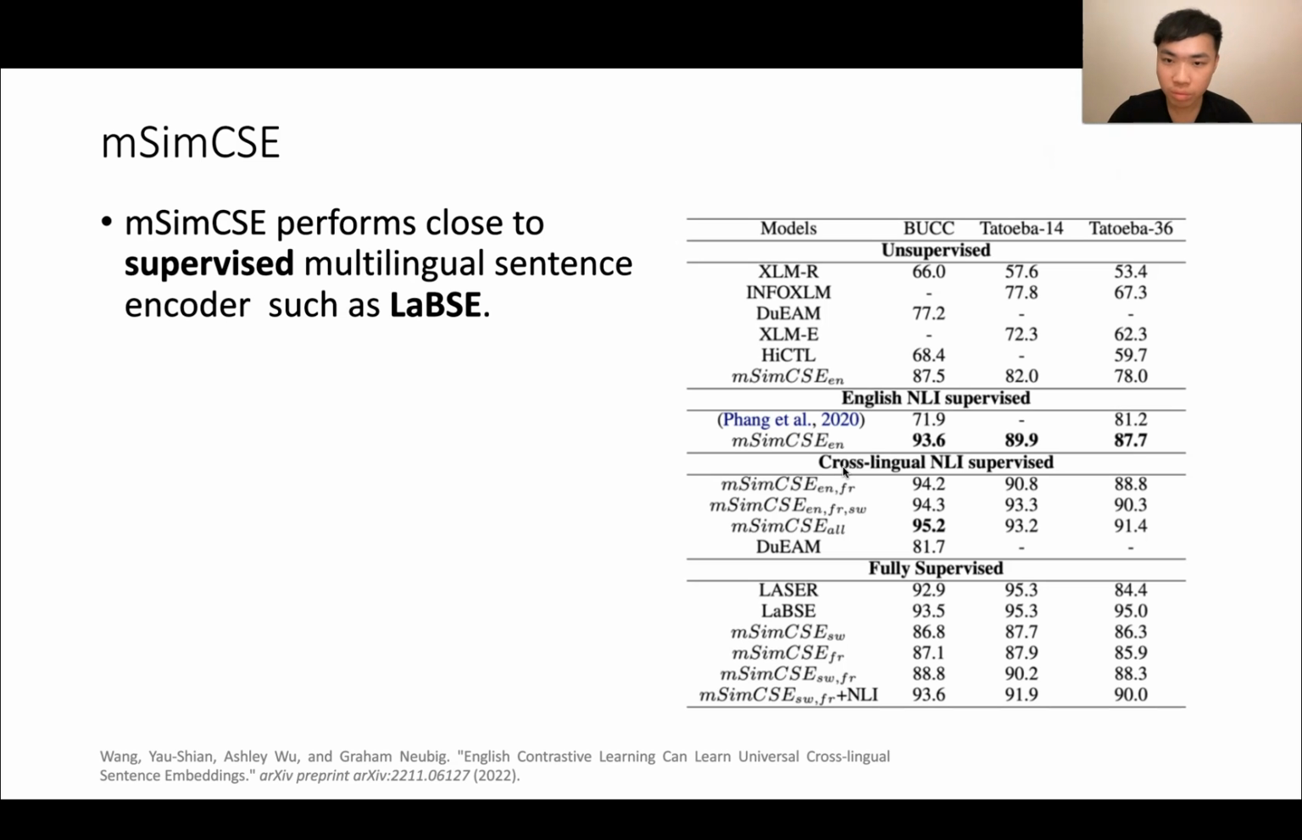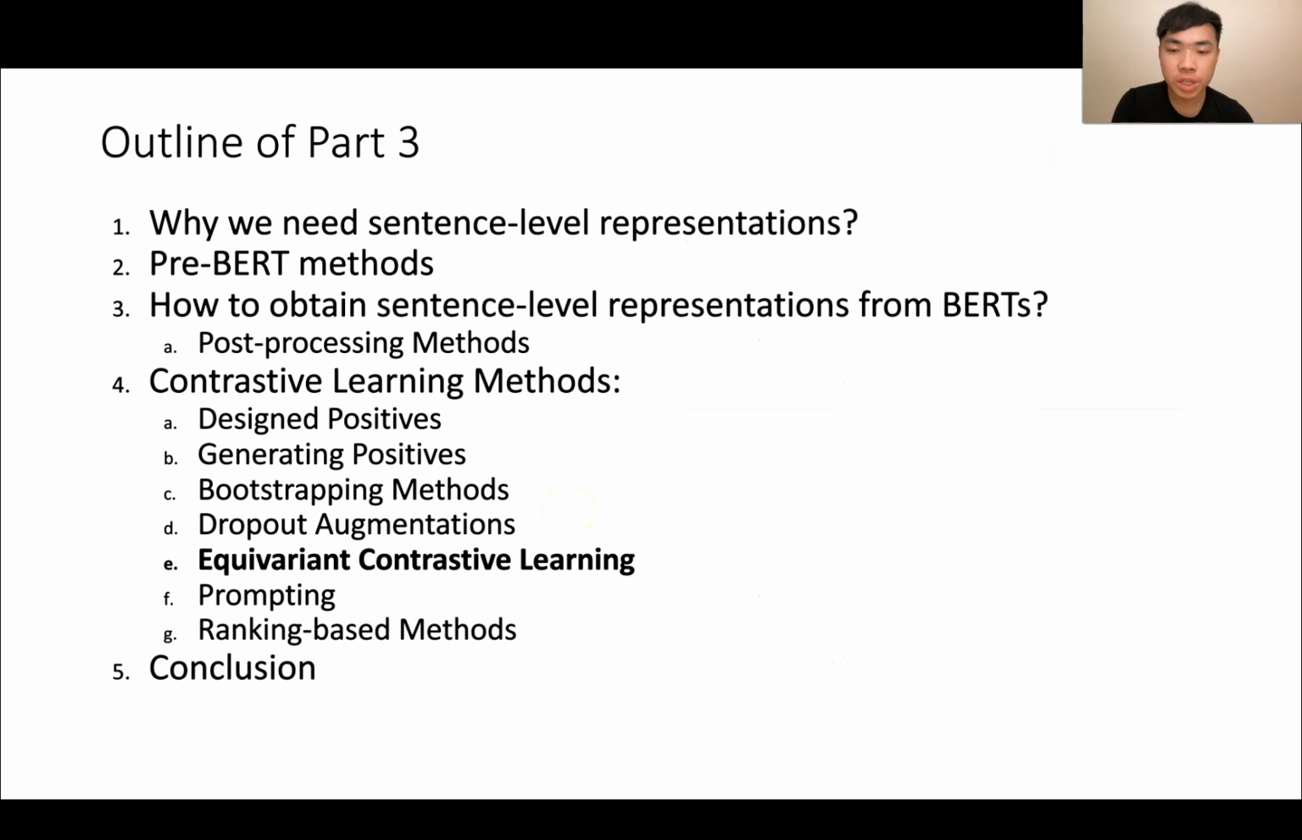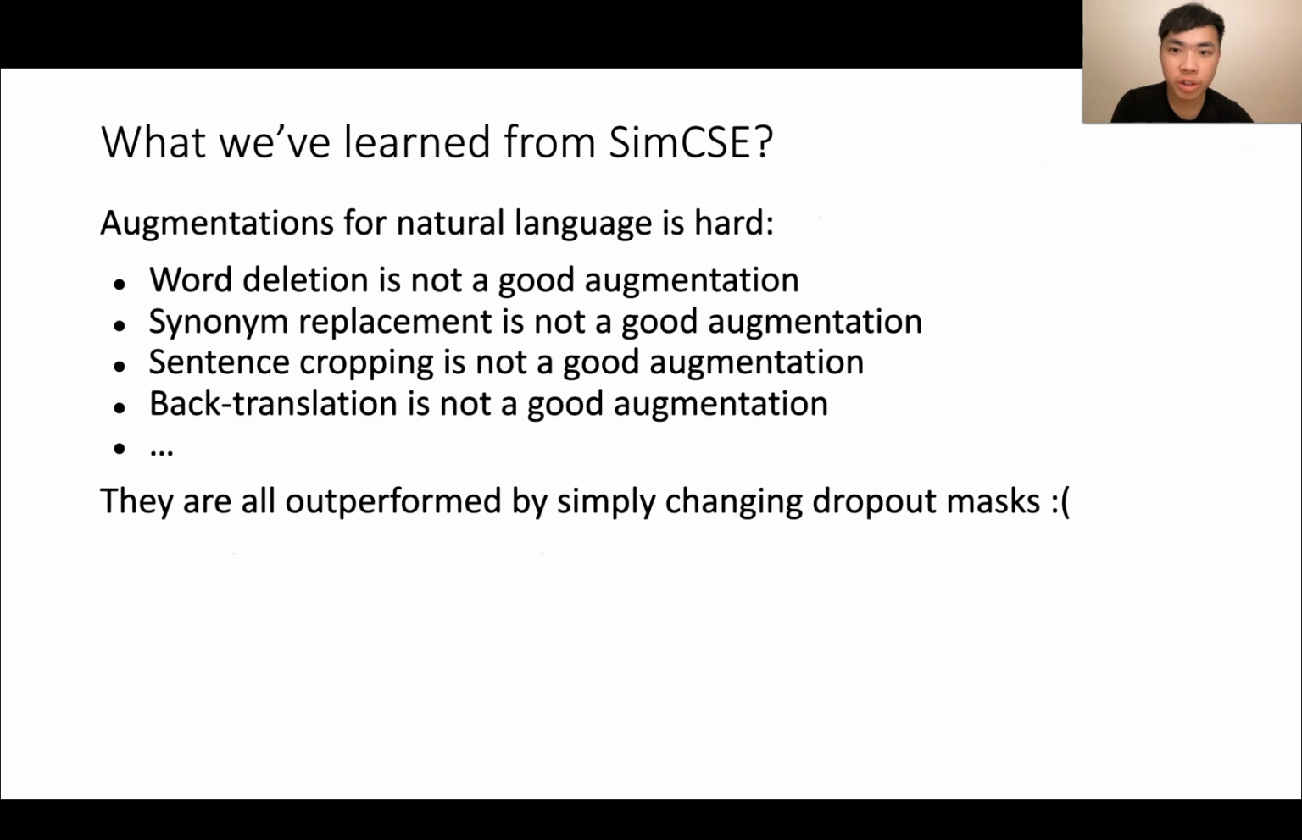After SimCSE was published, we learned that augmentation for natural language is very hard, because word deletion, synonym replacement, sentence cropping, and back translation are all outperformed by a simple dropout-based augmentation.